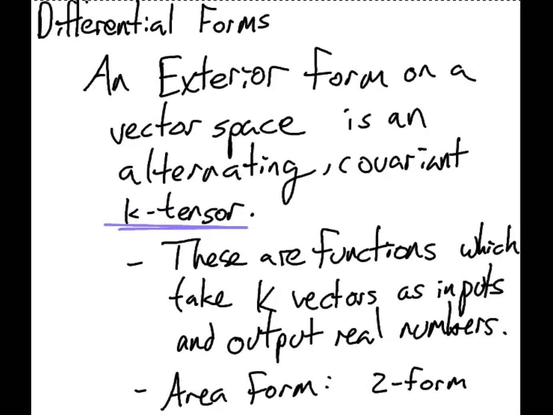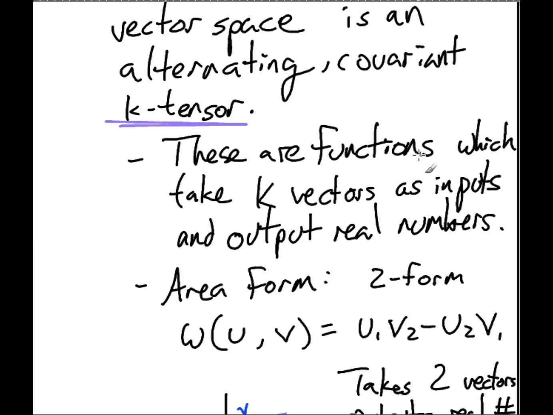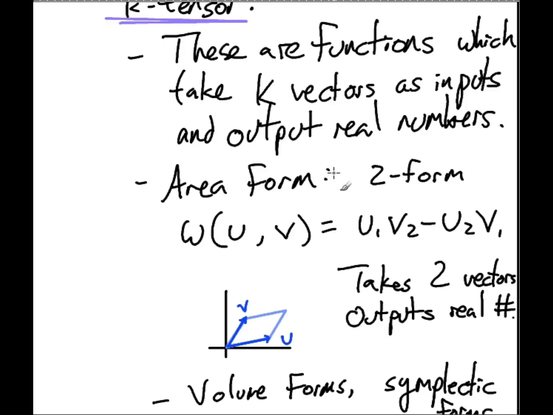Covariant describes what happens to the tensor under a change of basis. And alternating is this property where if you change the order of your vectors, then you're going to be flipping the signs. It carries some other structure with it, like if you put in the same vector twice, you're going to get 0. But we won't go through all of the properties of exterior forms. This is just light coverage. So again, these functions take k vectors as inputs and output real numbers.